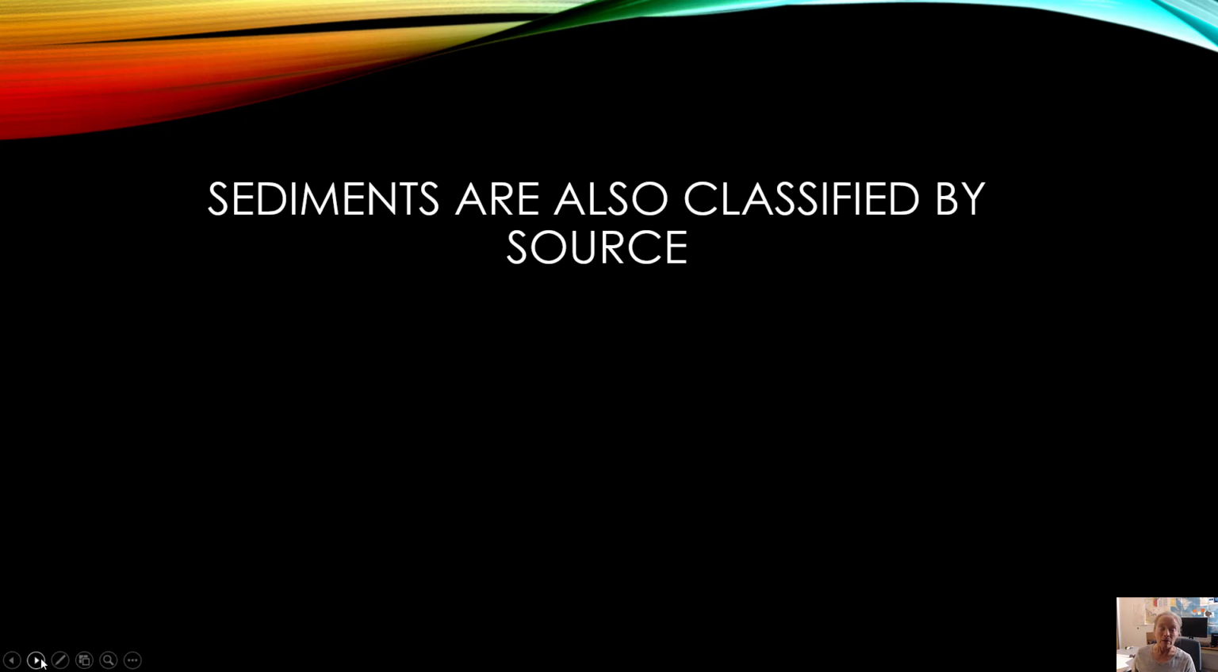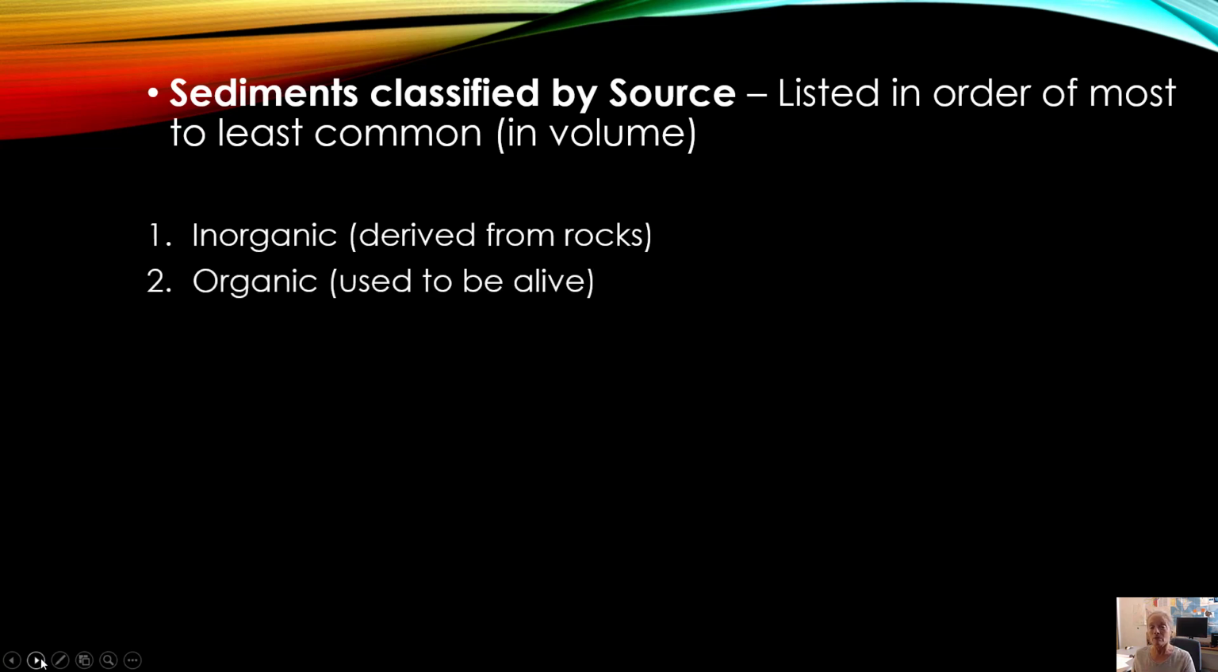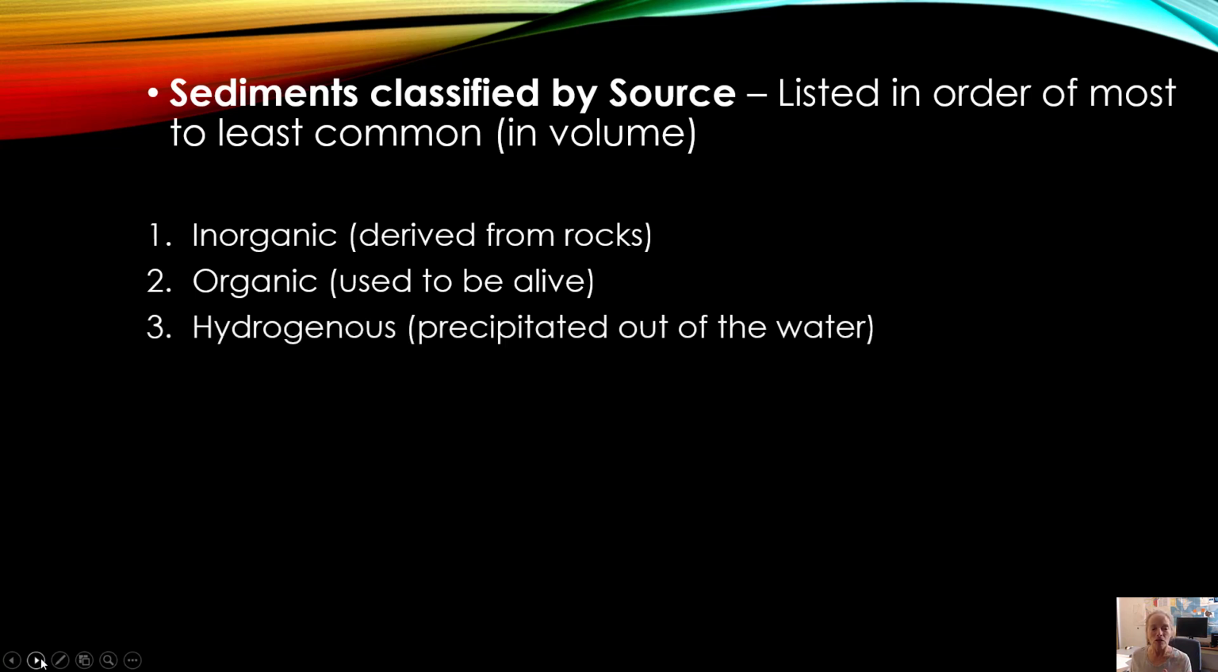If you want to classify them by source, where they came from, we have quite a few places they come from. Most of our sediments in the ocean come from inorganic sources, meaning they used to be rocks and now they've been broken down into smaller pieces. Organic sediments mean they used to be alive, basically seashells that have been broken down. We have hydrogenous ones. That means they came out of the water. There's a couple different ways that could have happened. I'll explain that in a minute.